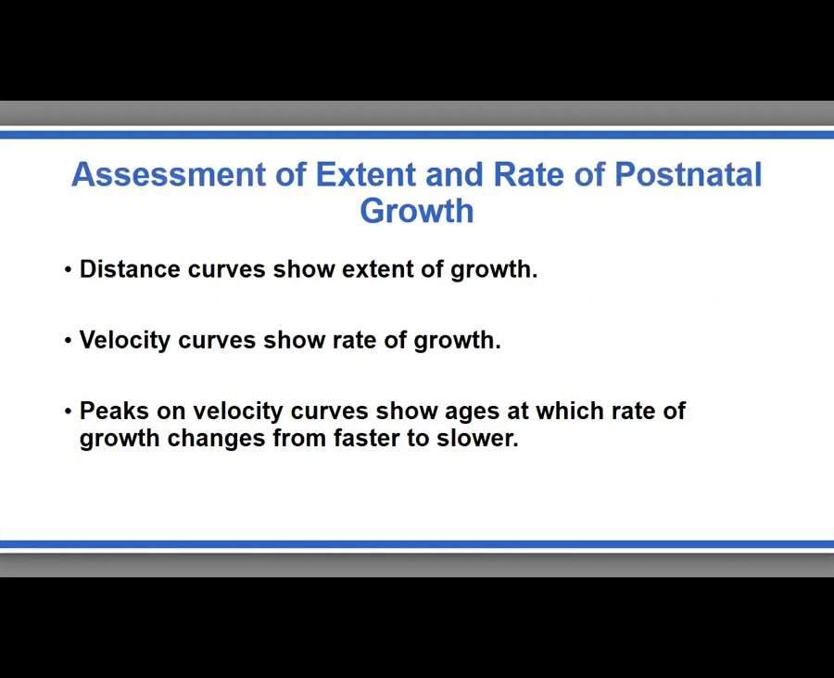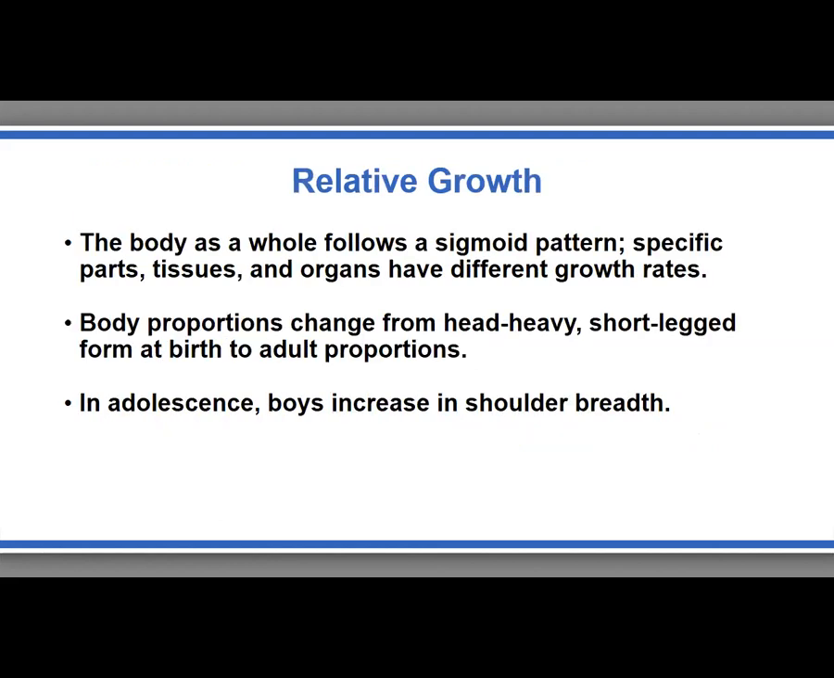Assessment of extent and rate of postnatal growth. Distance curves show extent of growth. The velocity curves show the rate of growth, and peaks on velocity curves show ages at which rate of growth change from faster to slower. Relative growth: the body as a whole follows a sigmoid pattern. Specific parts, tissues, and organs have different growth rates at different times. Body proportions change from head heavy, short-legged form at birth.